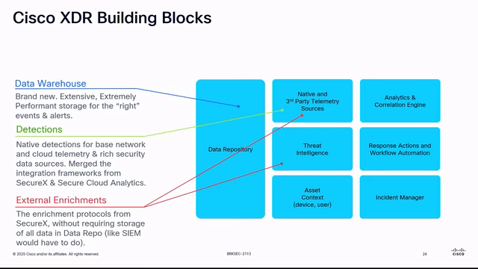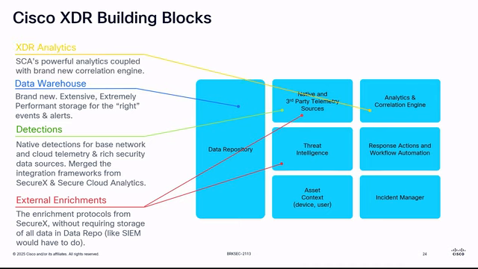And then we also brought opportunity for external enrichment, meaning that we will be able to query those products when needed for additional information via the APIs. And that came from SecureX mainly, but without the need to store all of that information as you would need in the SIEM.